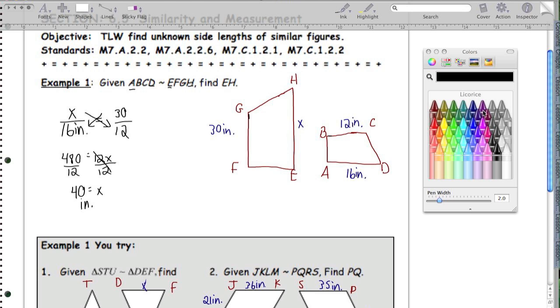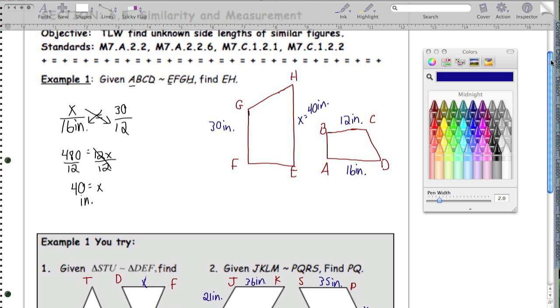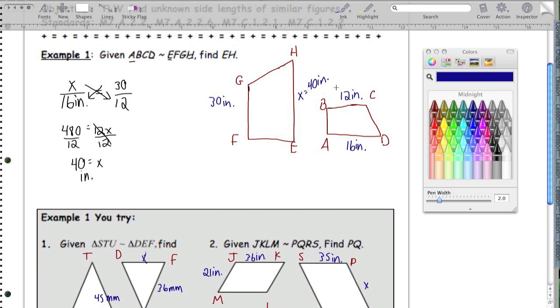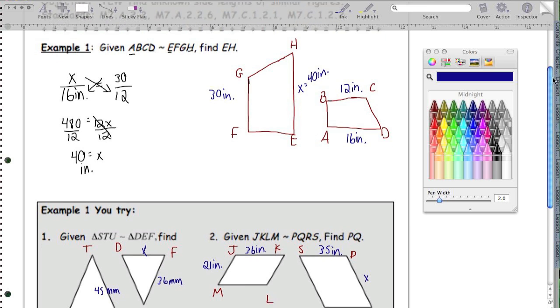The last thing I'm going to recommend you do is go back through and plug that in. 40 inches. Does it make sense for this side EH to be 40 inches, knowing that this is 30? Yeah, it does, because this was 12, that's 16. So it's very proportional just looking at it without any math. So that's a very reasonable answer, and we did all our work right, so we know that it's correct.